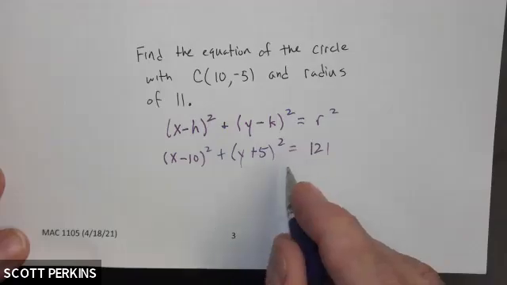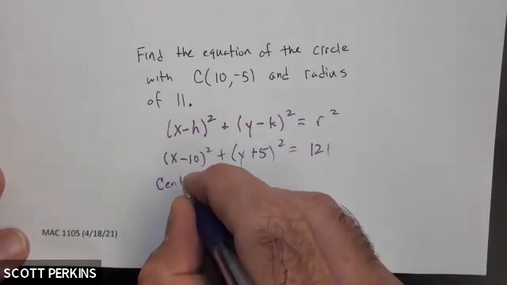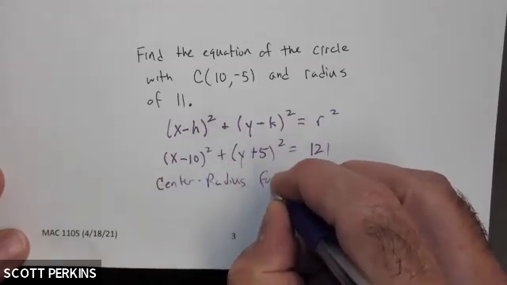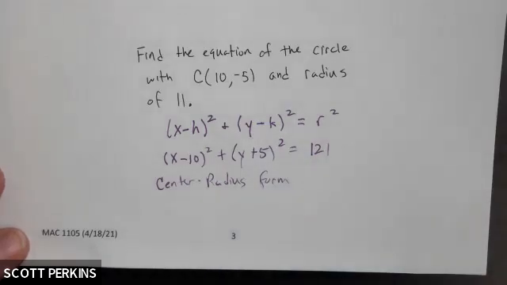So right here, this is called the center radius form of the circle. It's called that because you need the center and the radius. It's kind of like slope-intercept form of a line. It's called that because that's exactly what you need.